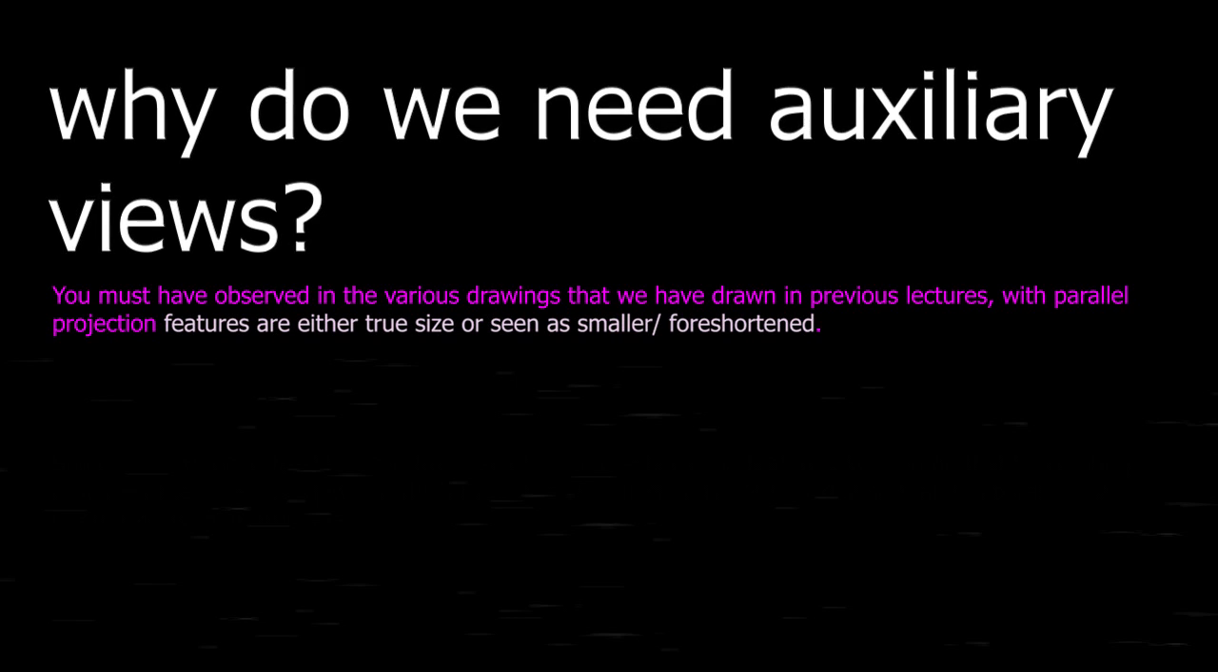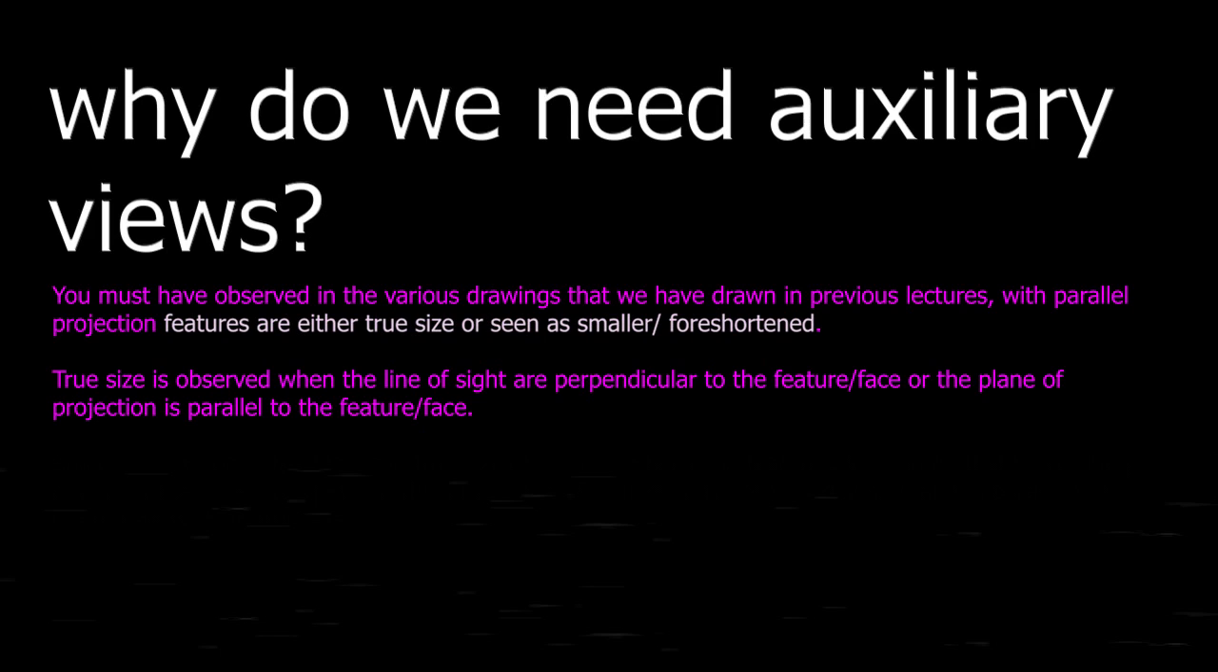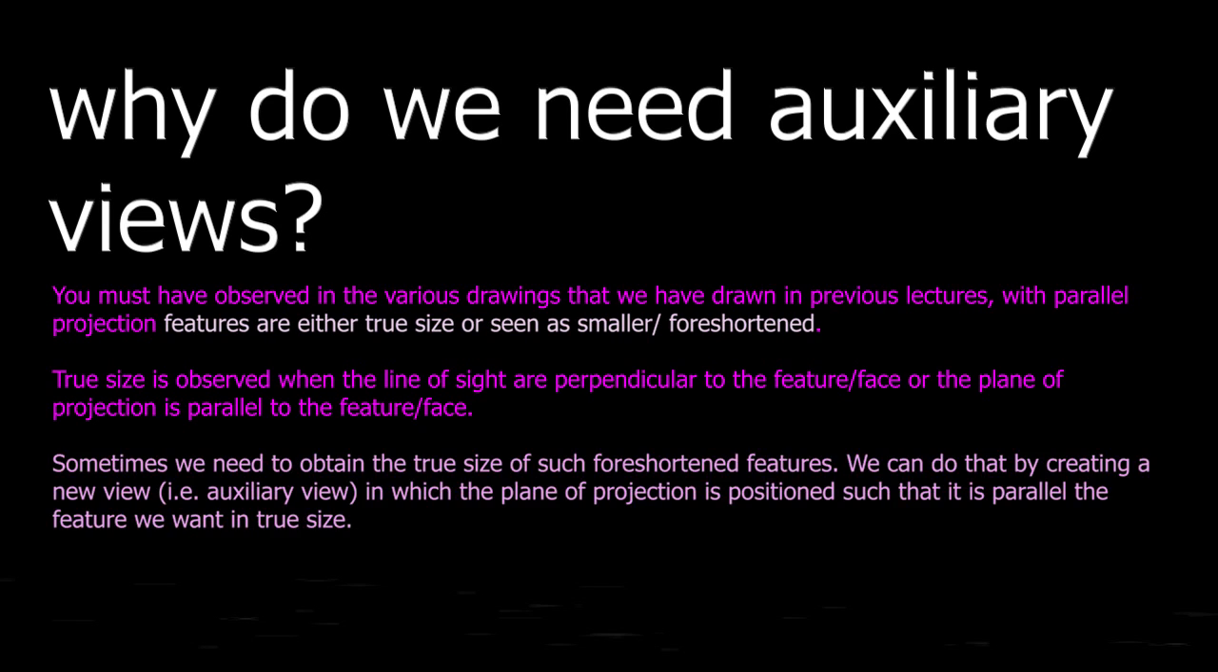Why do we need these auxiliary views? You must have seen in the various drawings that we have drawn in previous lectures, with the parallel projection technique that we employ, the features are either true size or seen as smaller or foreshortened features. A feature is observed in its true size only when the line of sight is perpendicular to the feature or the plane of projection is parallel to the feature/face. So what if you need to obtain the true size of a foreshortened feature that is observed smaller?